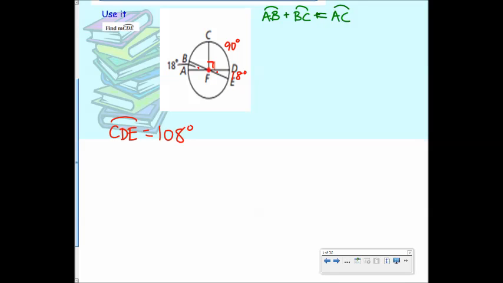Okay, so vertical angles are equal to each other. 90-degree angles are going to give you a 90-degree arc. And when arcs are adjacent, you just add them together.